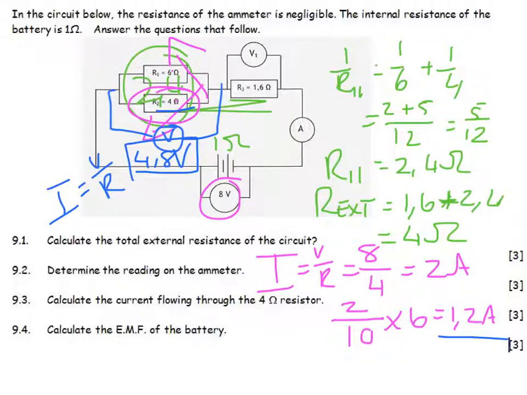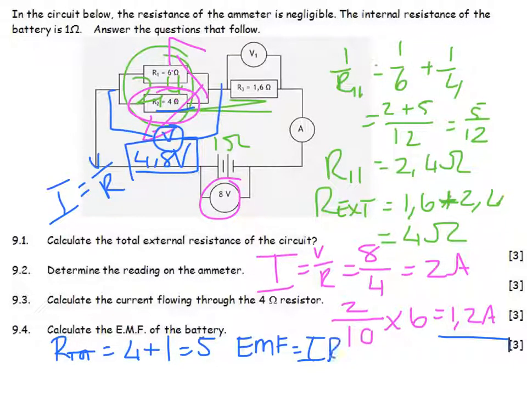Finally, it wants you to calculate the EMF of the battery. So EMF is the total potential difference. I need the total resistance first. 4 external ohms, 1 internal ohm, 5 ohms altogether. So the EMF is equal to the series current times the total resistance, which is equal to 2 amps multiplied by 5, and I get 10 volts.